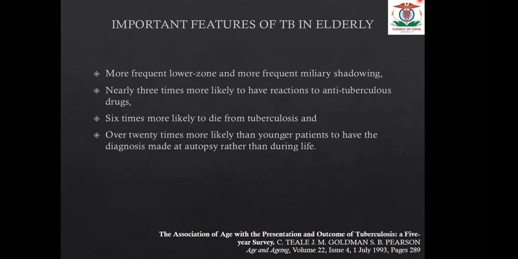They are nearly 3 times more likely to have reactions to anti-tuberculosis drugs. And more pathetic is that the patients will not be able to tell you whether they are suffering or what the symptoms are. They are 6 times more likely to die from tuberculosis because they are not recognized early. There is always a delay in diagnosis of TB in the elderly, so there should be a very high index of suspicion. They are over 20 times more likely than young patients to have the diagnosis made at autopsy rather than during life.